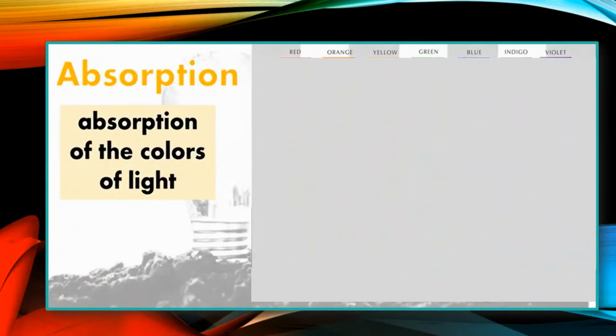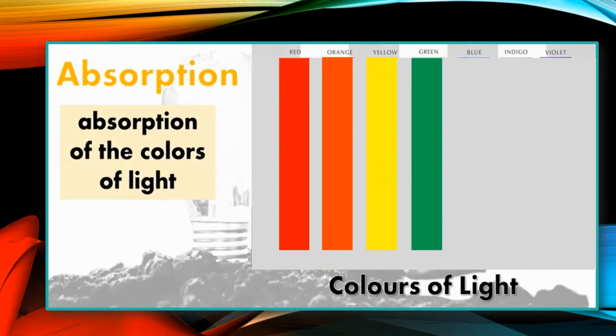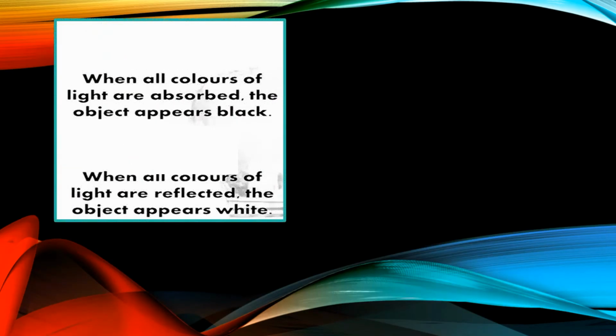Absorption. Absorption of the colors of light. The colors of light: red, orange, yellow, green, blue, indigo, and violet. When all colors of light are absorbed, the object appears black. When all colors of light are reflected, the object appears white.